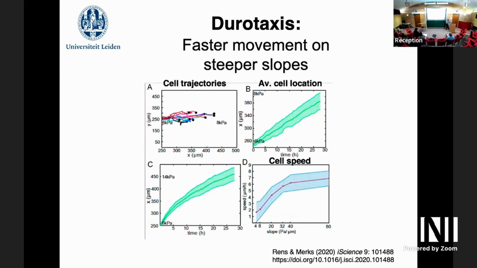And of course, we can measure all kinds of things of that. We can track cell trajectories and then look at cell speed. And cell speed indeed depends on the slope of the stiffness gradient.